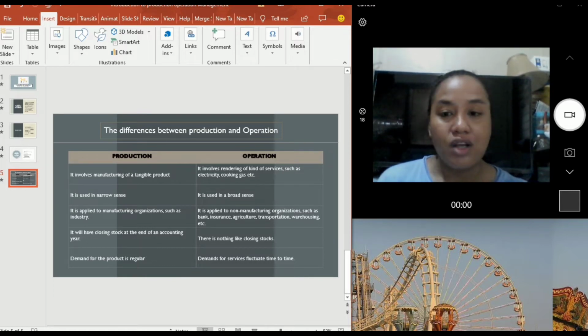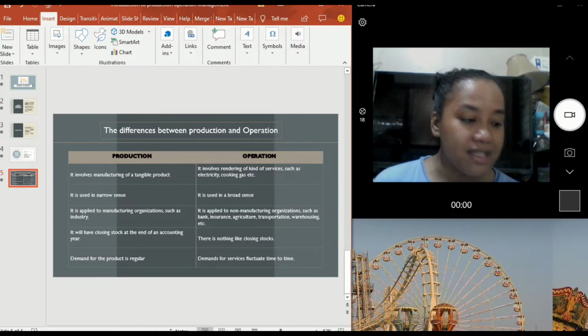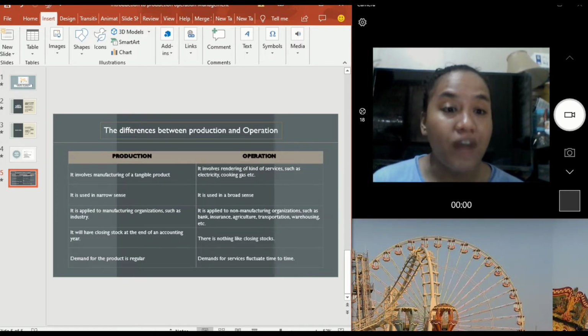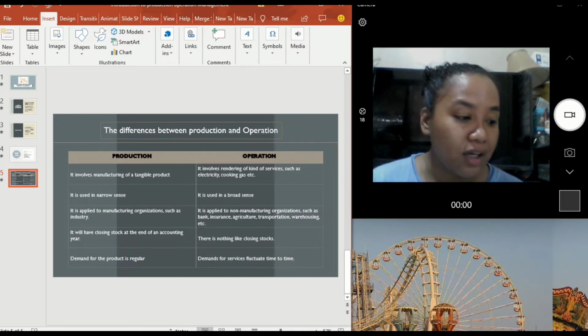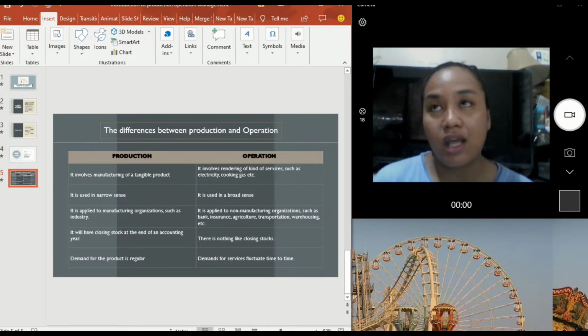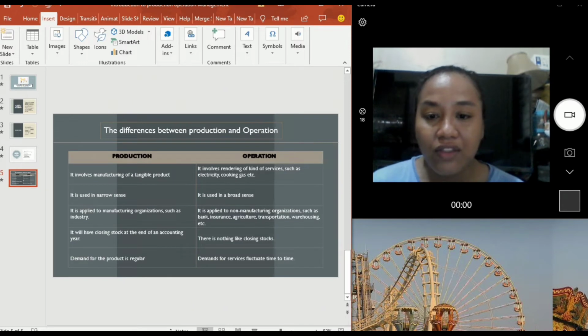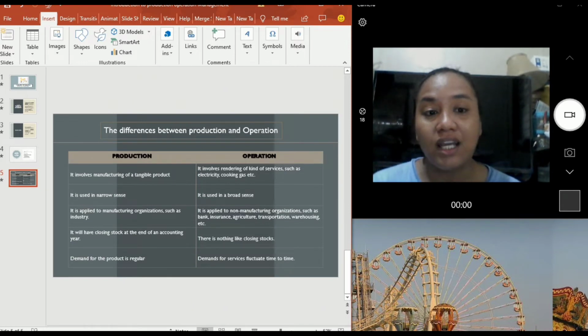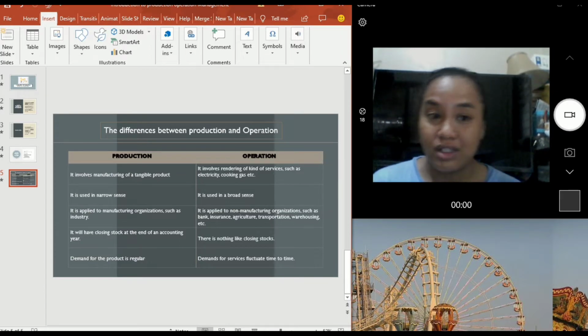And for the fourth one, for production, it will have a closing stock at the end of the accounting year. So an example for that is an amount of unsold product or goods that remain with the business in a given time. So it is like they're having an inventory of an unsold product. So in the operation, there is nothing like closing stocks. So it is understandable naman.